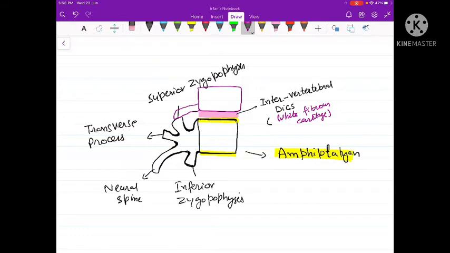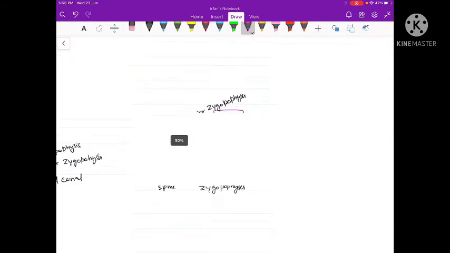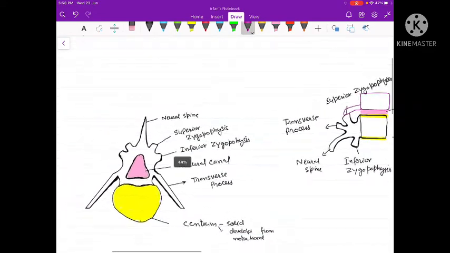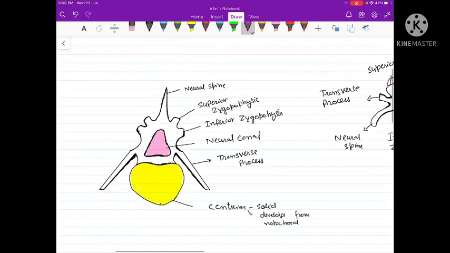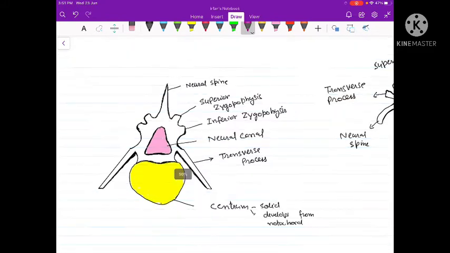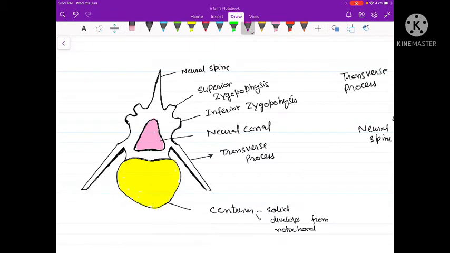So this was about the structure of a typical vertebra. I will summarize one more time the structure of a typical vertebra. A typical vertebra, I have mentioned, is formed of a centrum. It has a neural canal, and it has 7 processes. Among these 7 processes, 3 are paired, bilaterally arranged: superior zygapophysis, inferior zygapophysis, and transverse process. These are paired, and there is one unpaired neural spine that is present at the center.